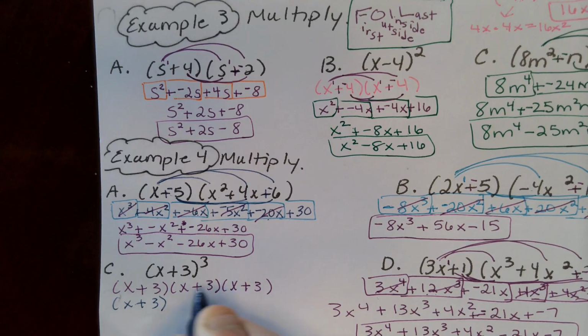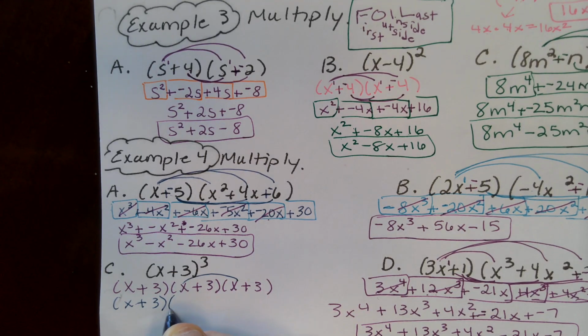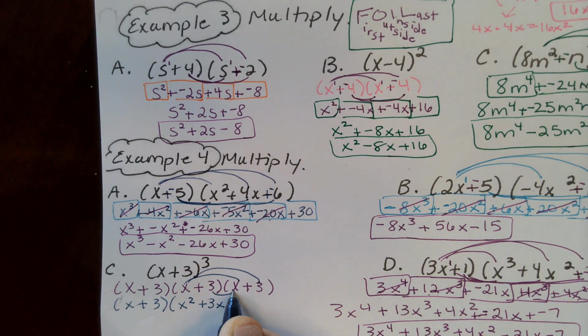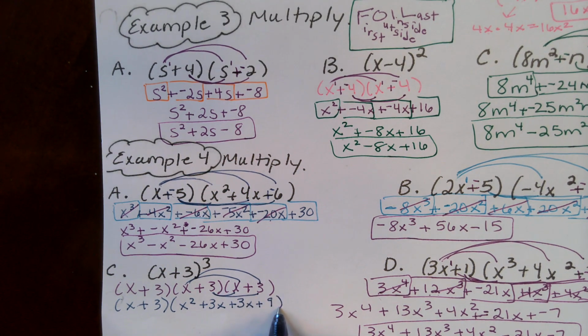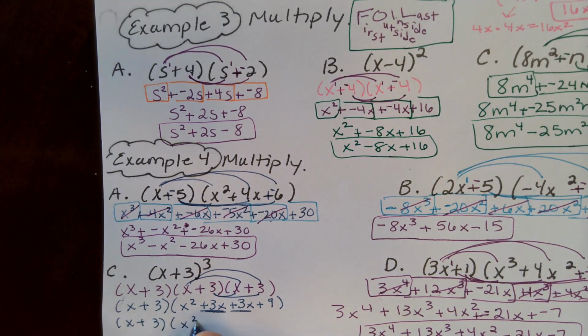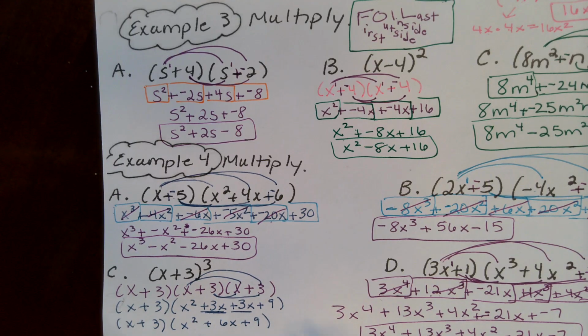Now let's multiply and do FOIL. First term, x squared, plus second, outside terms, 3x, plus inside terms, 3x, plus last terms, 9. I know I'm going a little faster here, but I can see there are 2 like terms right here. So I'm going to combine those. I'm leaving this front parenthesis the same still. 3x plus 3x is 6x plus 9.